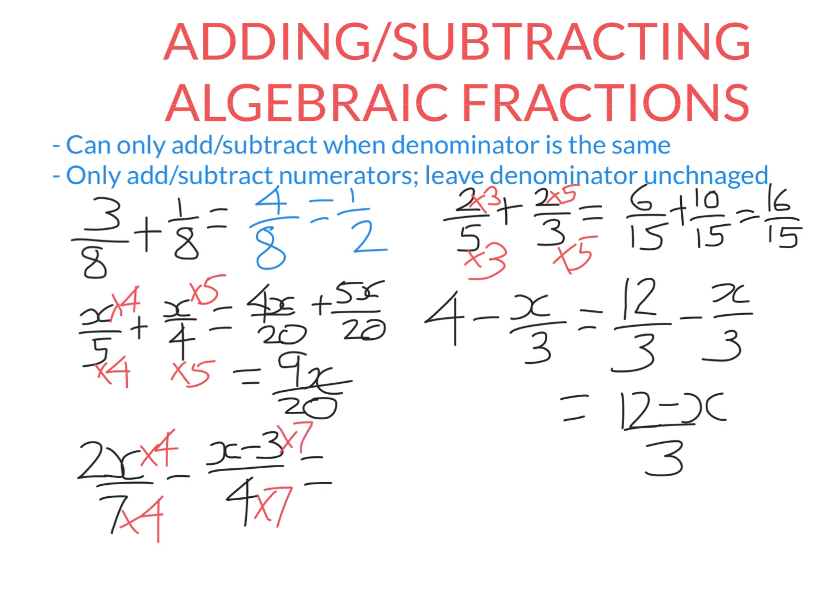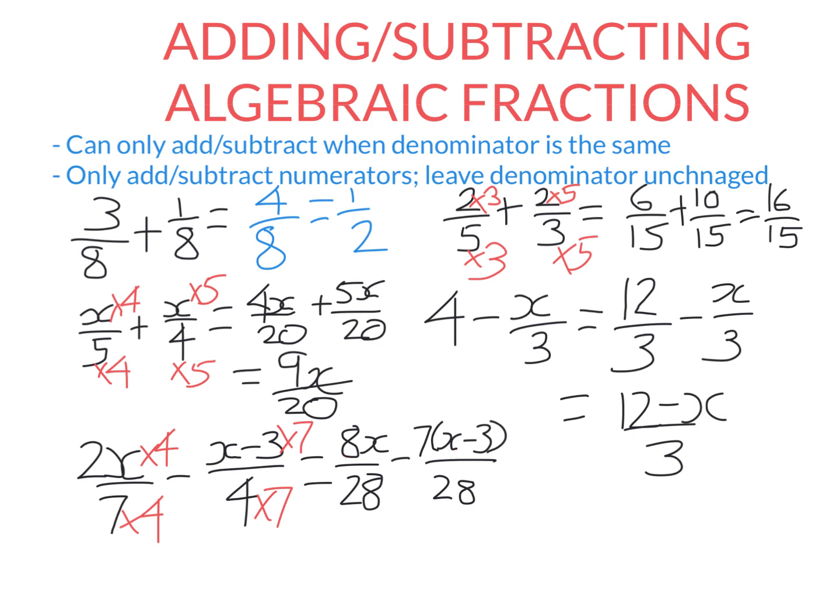So 2x times 4 is 8x, 7 times 4 is 28. So when I'm multiplying over here, I need to multiply 7 by the whole lot. Not just the x, not just the 3. I actually need to multiply it by both. So I'm going to get 7 times x minus 3 over 28.